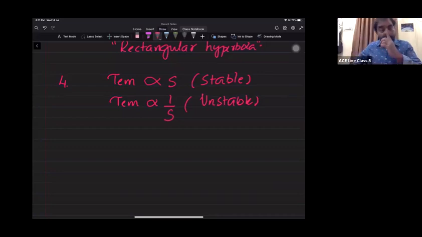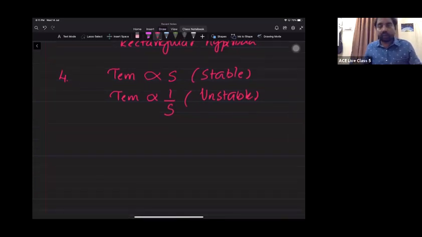So which one is stable now? Low slip. And which one is unstable now? High slip. Please confirm to me, all are there. Confirm to me, raise the hands.